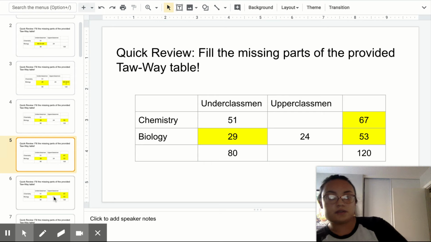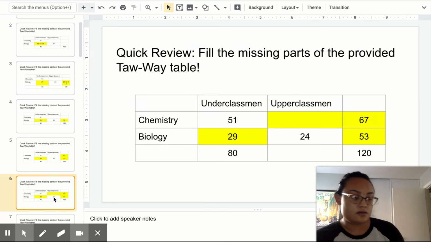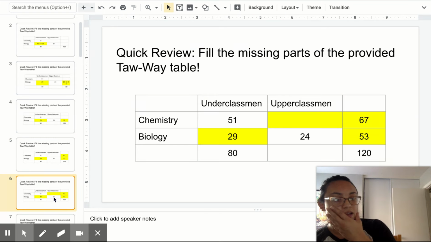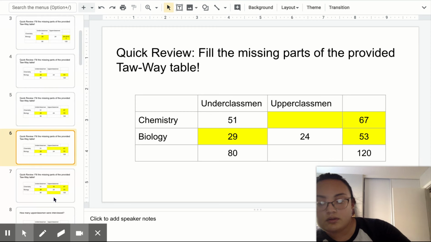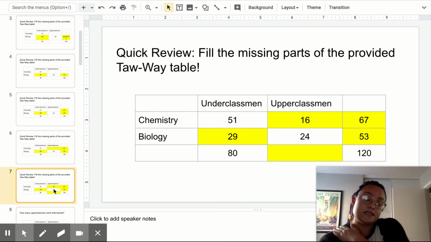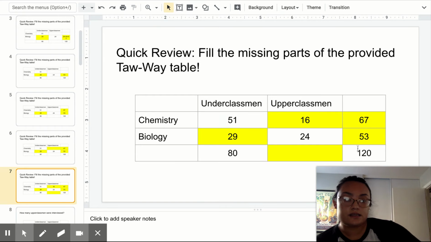The next one I want you to find is that blank. Take a minute and find that blank. Hopefully you got 16. The way you would have gotten 16 is 67 minus the 51. Okay, last chance. Go ahead and find that last missing blank there.